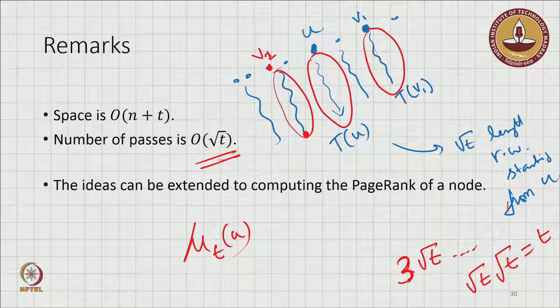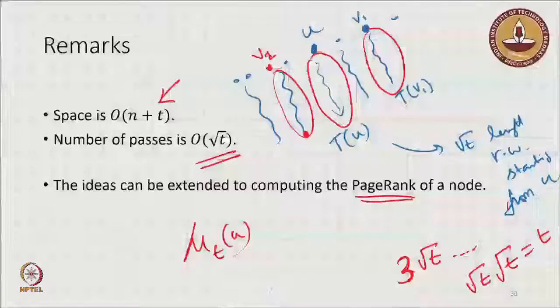Essentially, by overcoming those challenges, what we can say is that this problem can be solved with a space of O of n plus t, requiring at most O of square root of t passes with high probability. And then you can use these random walks to compute the page rank.